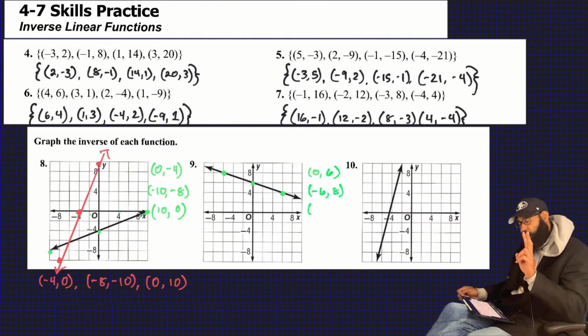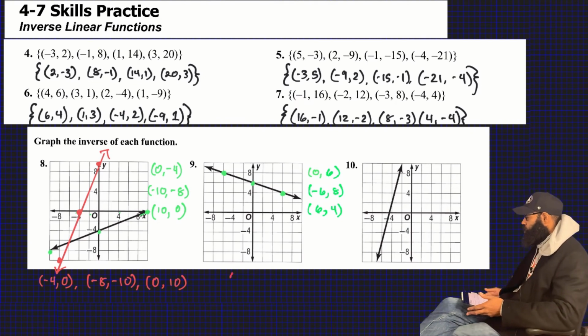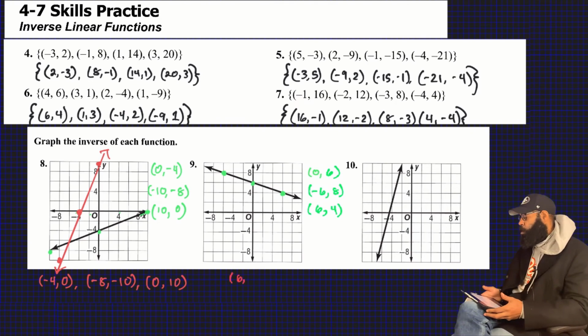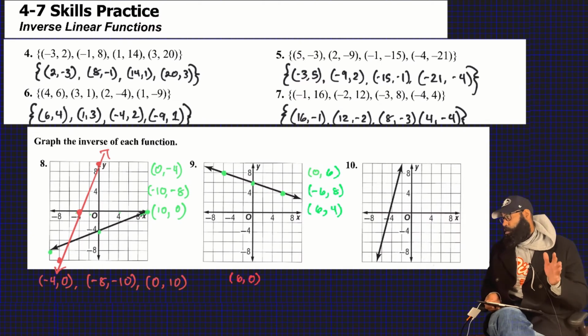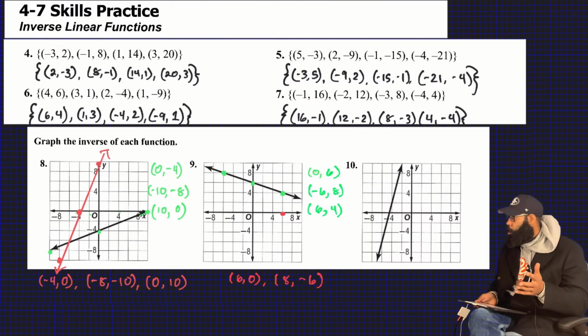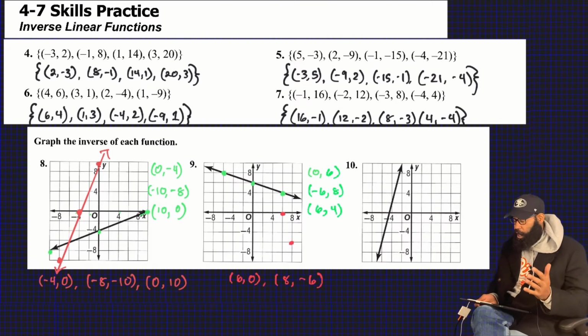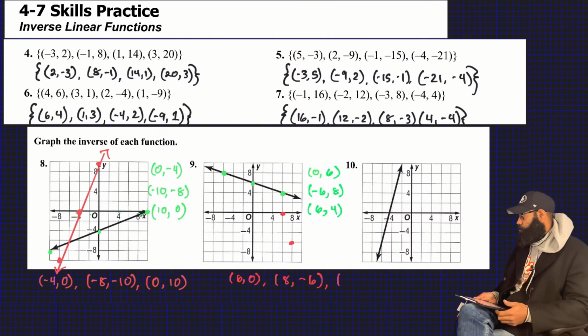Again, counting by 2s on the axis, right? -6, 8, and of course, +6, +4. So we're gonna go ahead and take the inverse of those 3. And of course, first one would be 6, 0. Second one, of course, now would be 8, -6, and the last one, of course, being 4, 6. And graphing, all right?